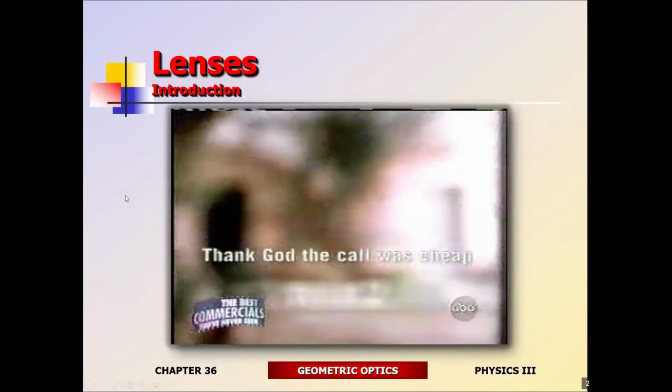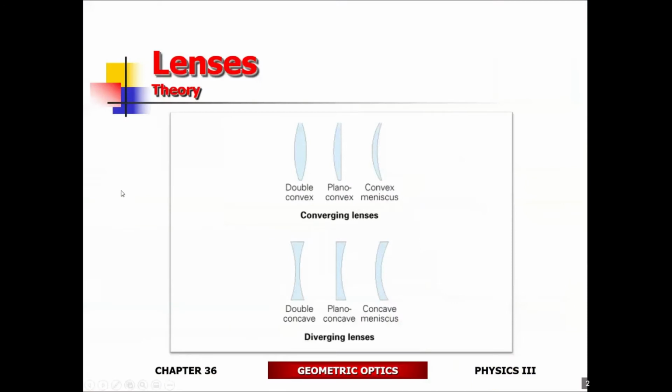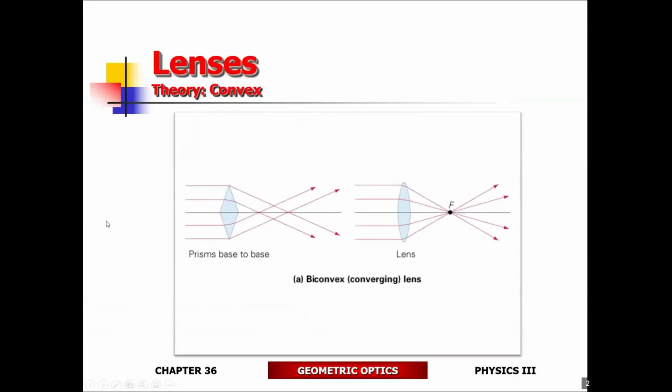All right, so the lenses, how do they work? Once again, we have the converging lenses and we have the diverging lenses. Converging lenses are on top, the diverging lenses are at the bottom. These are concave lenses, and this one is concave. These are the convex lenses that we're looking at.